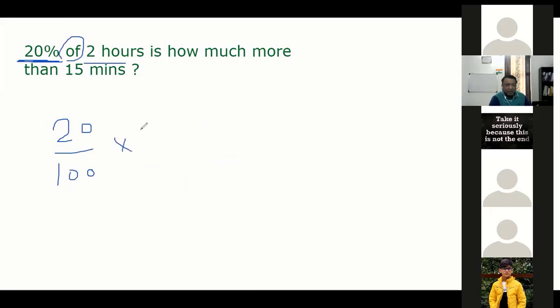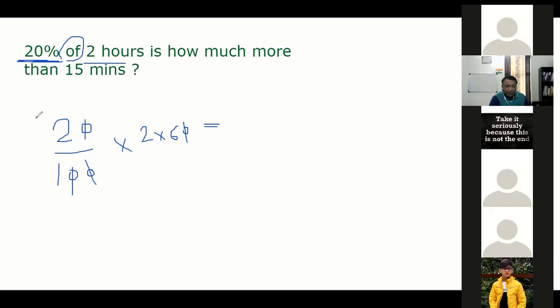2 hours equal to 120 minutes. 2 hours means 2 into 60, if you want to do it right. 120, correct? So now whatever we get will be in minutes, because we have converted to minutes. So how to cancel? Cancel the top zero with the bottom zero. Always numerator and denominator will be cancelled. Cancel this zero with this zero.